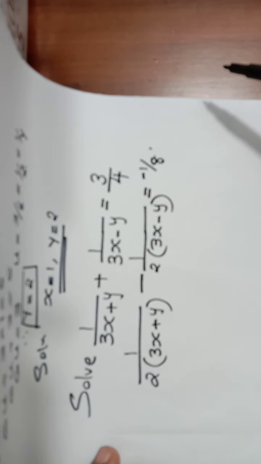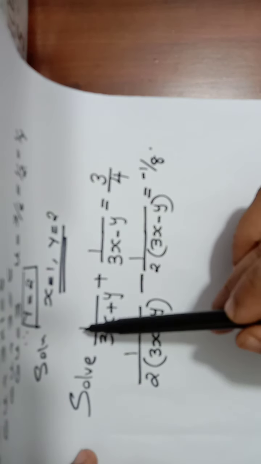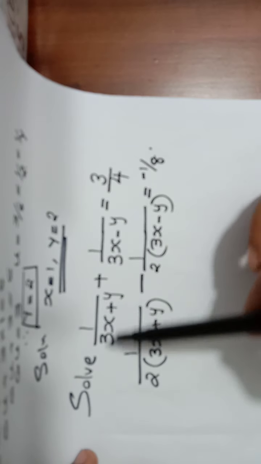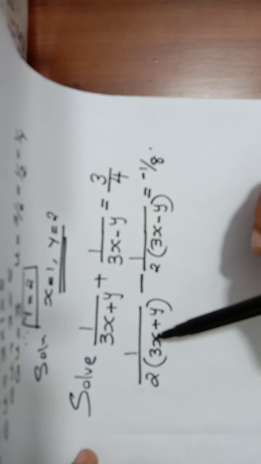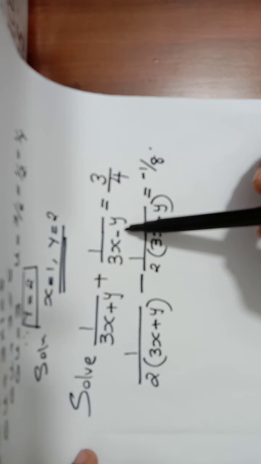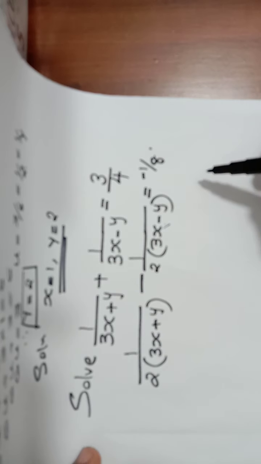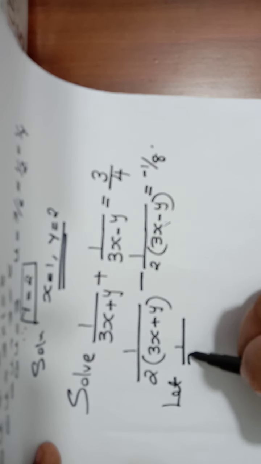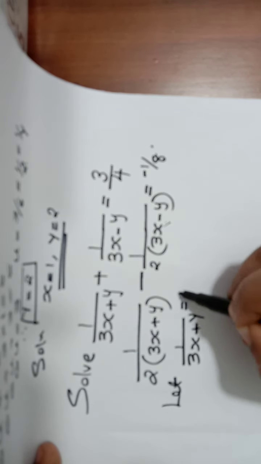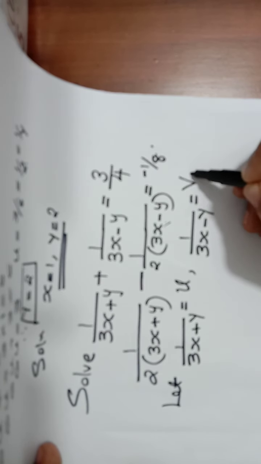All these items should be changed. So how do we take this? We have to take the whole thing. See, 1 by 3x plus y is there in the first equation as well as in the second equation. So both of them can be taken as u. And 1 by 3x minus y we have in the first equation as well as in the second equation. So let 1 by 3x plus y be equal to u and 1 by 3x minus y be equal to v.